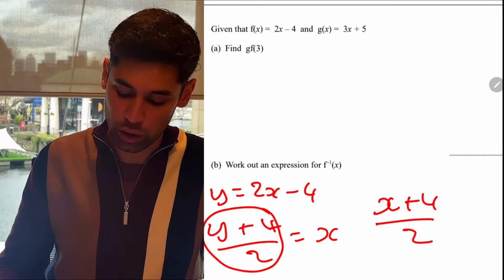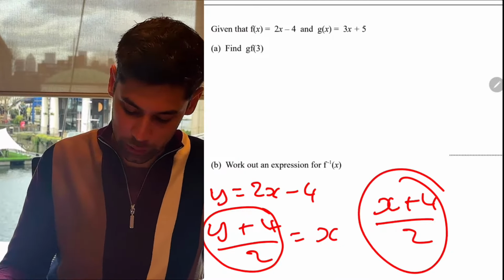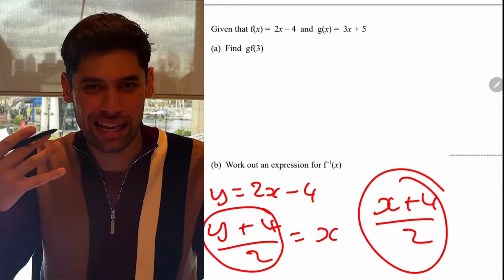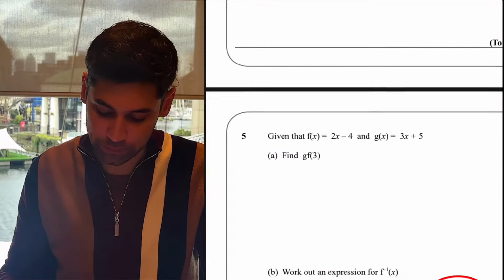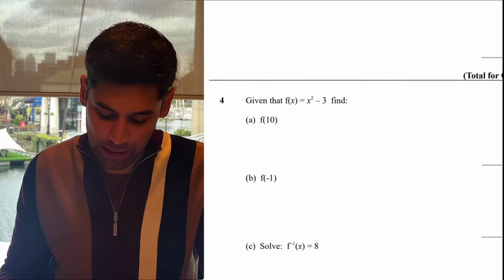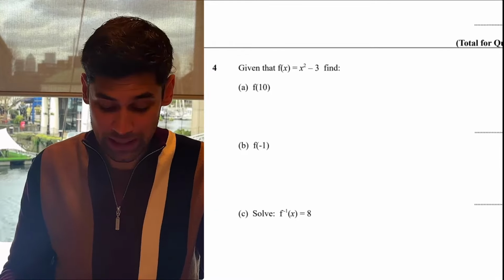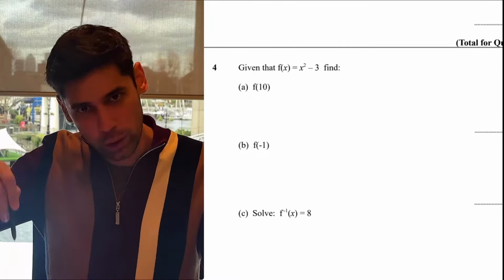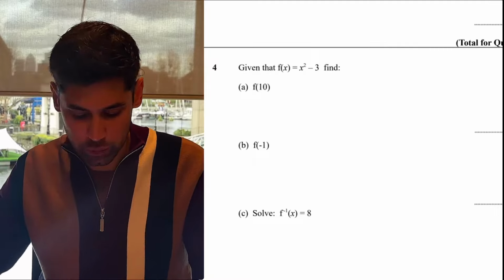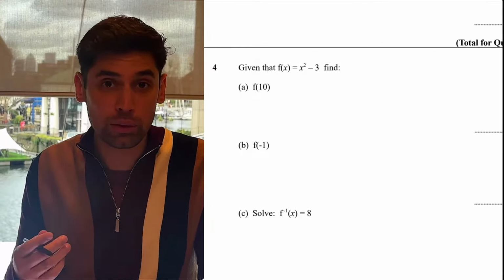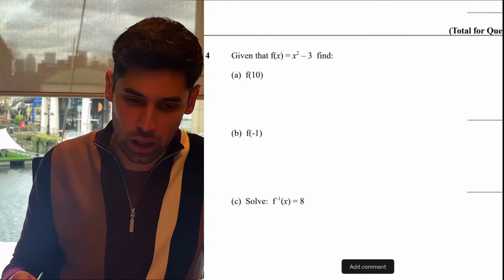X plus 4 over 2 is an expression for f to the minus 1, aka inverse f of x. So if we take that to go back to this one here, this is basically saying find the inverse, then make it equal to 8 and solve it. So quite a few steps in this one. So let's first of all find the inverse function of f.